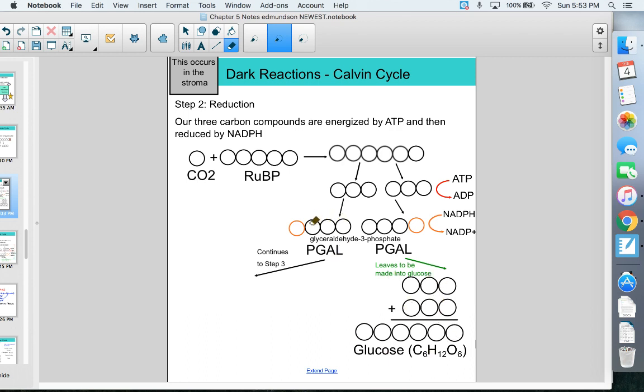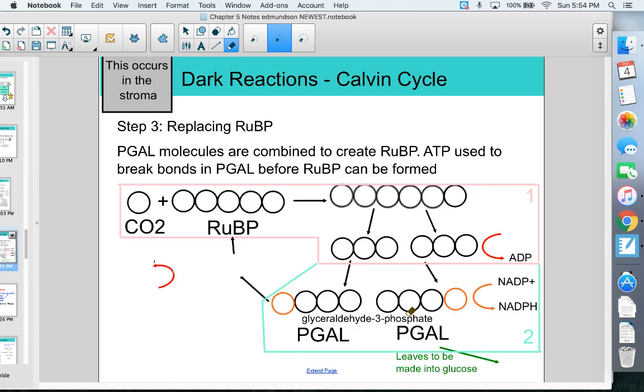I also am adding this with the phosphate, which would also count as reduction. And I'm using that energy that I made in the first step in order to do this whole process. The last step that I have is now making sure that I replace what I used up, to make sure that next time I do this process, I have enough of the right molecules.